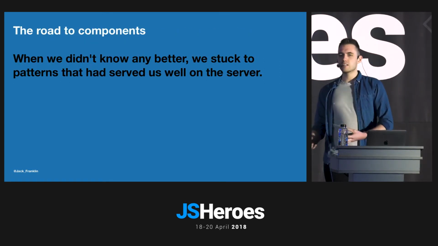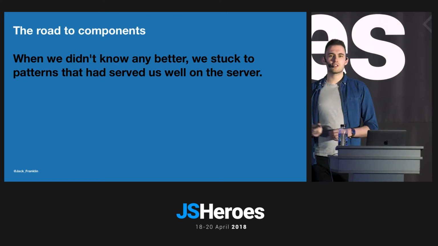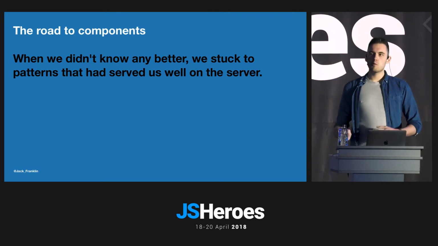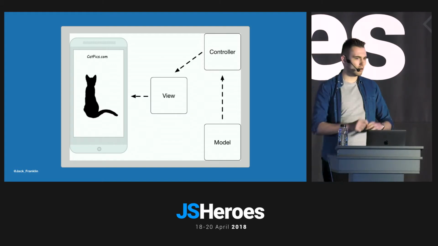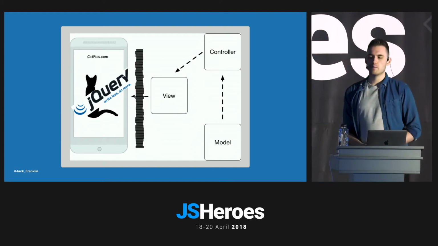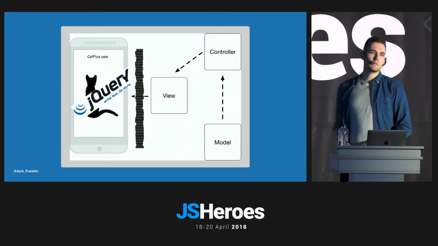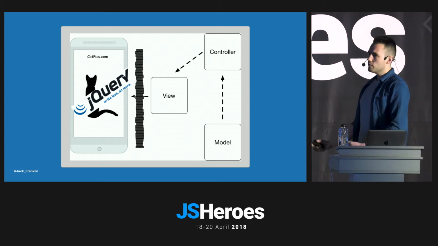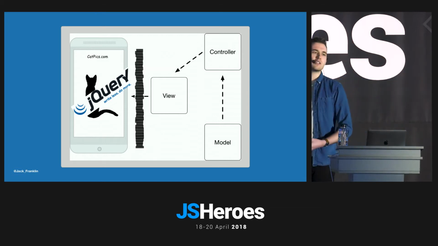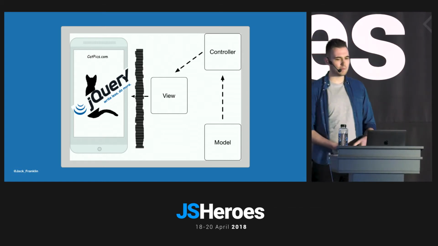So when we first started pushing logic from the server onto the client, we stuck with what we knew best. And that was we left everything on the server. So the models, views, and controllers, all that stuff was on the server. We put a big wall up between them, and then we used jQuery to build catpics.com, and that was roughly where we were at. And then over time, we started building more ambitious user interfaces, more ambitious, complicated web apps.